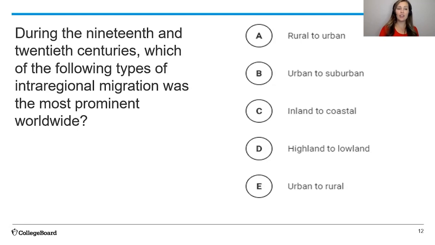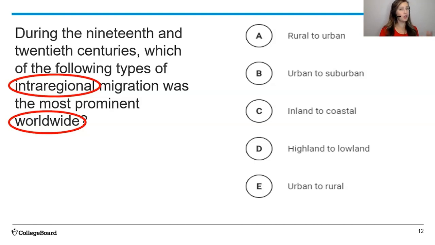First of all, they're looking for intra-regional migration, so migration within. And the second piece of this is looking at major global patterns. So we're figuring out the correct answer for this particular question based on the scale that the question is at. So worldwide intra-regional migration, what is the most prominent trend? And the answer is either A, rural to urban, B, urban to suburban, C, inland to coastal, D, highland to lowland, or E, urban to rural.